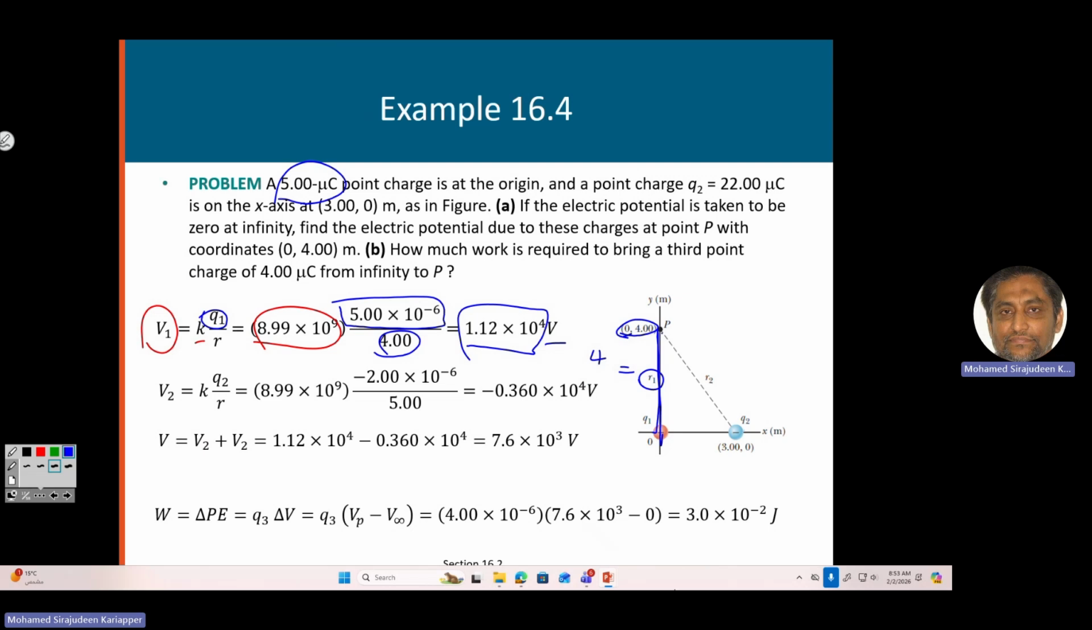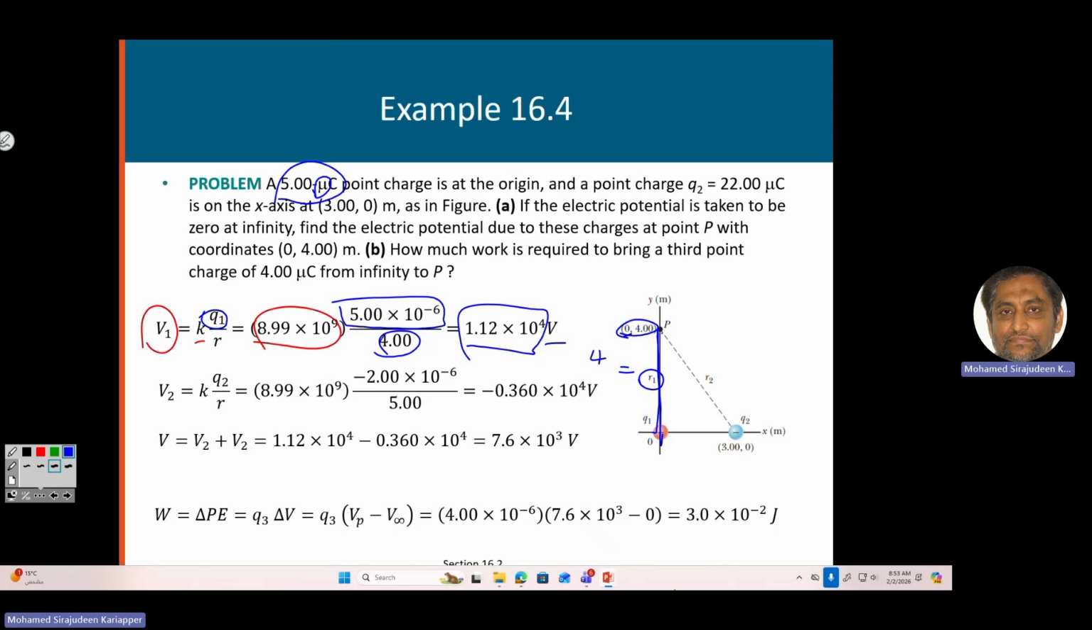Why did you put 10 to the power of -6? Okay, good you asked me. Coulomb is the SI unit, so microcoulomb is not an SI unit. You have to convert the microcoulomb to coulomb, so it is -6.